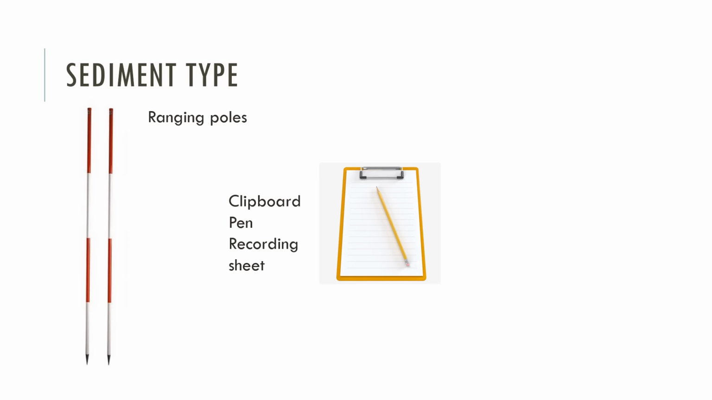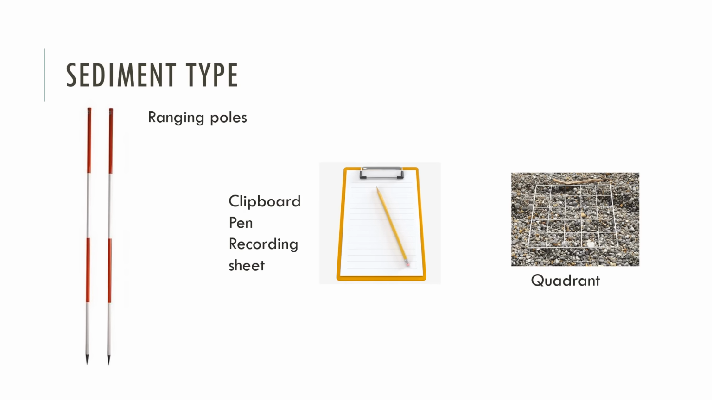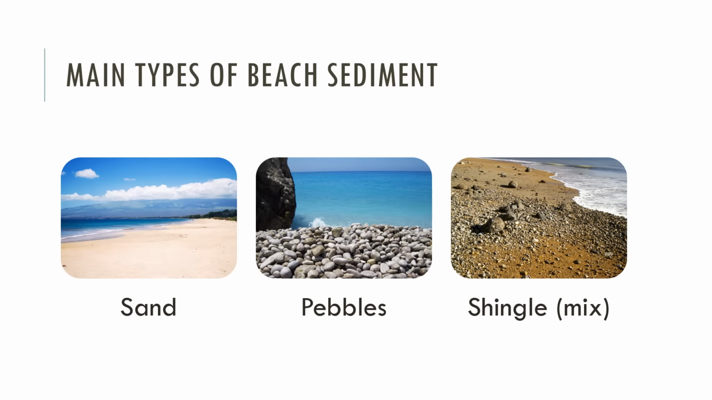Another method is working out the sediment type, and for this you need some ranging poles, clipboard, pen, recording sheet, and a quadrant. Usually we classify a beach as sands, pebbles, and what we call shingle, which is a beach that has multiple sizes of sediment. There are some images there to show you what we mean. Pebbles are nice and rounded, whereas shingle might not be rounded. It might be jaggedy rocks, very angular, also mixed in with some sand.